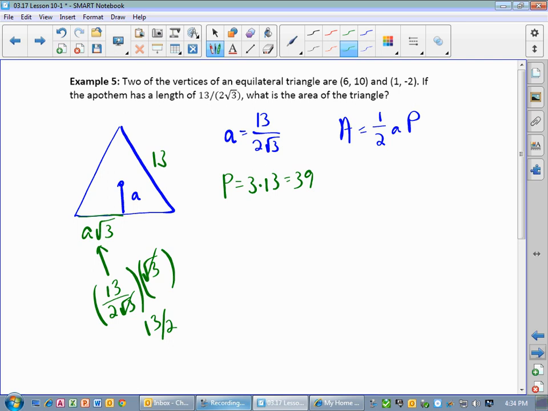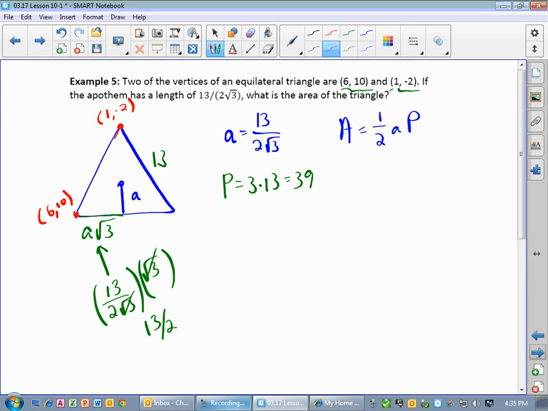But notice we're given some additional information. So this is one way we could do it, and it jives with everything else we've done. But let's do it a slightly different way using these 2 points that we were given. Let's see what happens if we use those instead. We're given vertices, which would be our corners. So we have (6, 10) and (1, -2).